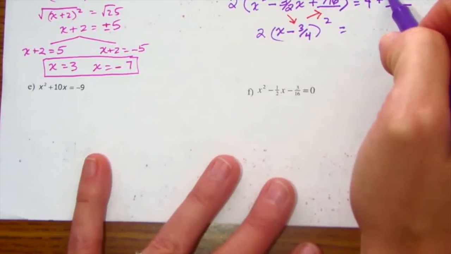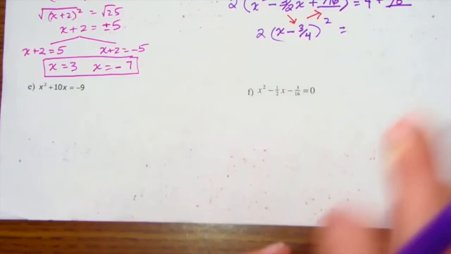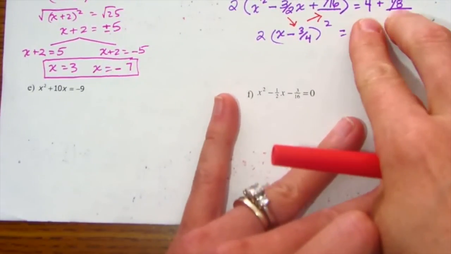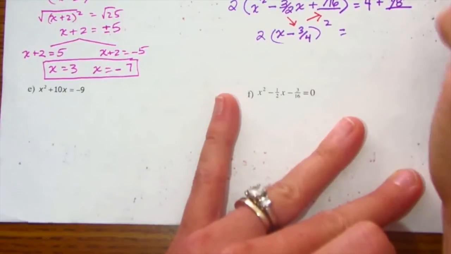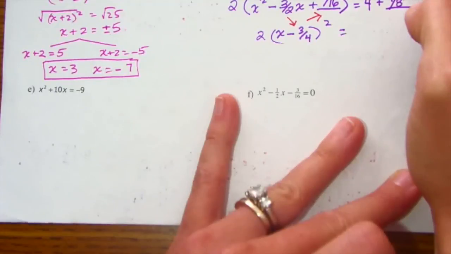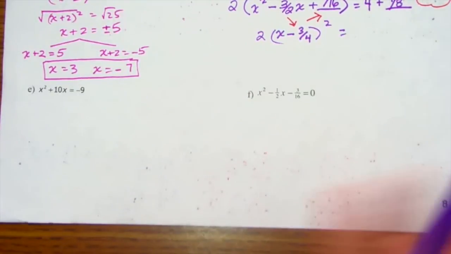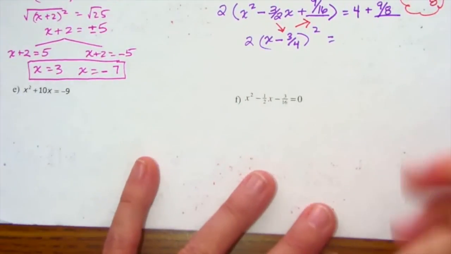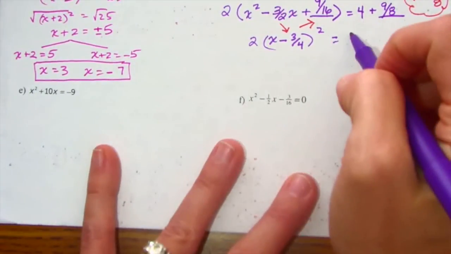We add 9/8 here. Now what's helpful to remember is that 4, to add that to 9/8, 4 equals 32 over 8. Okay? So when we add these two together, we're really adding 32 plus 9, and 32 plus 9 is 41.